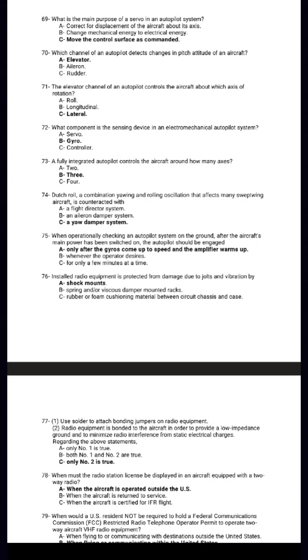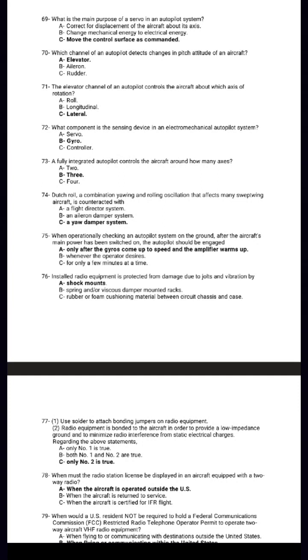When must the radio station license be displayed on an aircraft equipped with a two-way radio? When the aircraft is operated outside the US. So when must the radio license be displayed? If it's a two-way radio, when the plane's outside the US, because everybody knows the US.